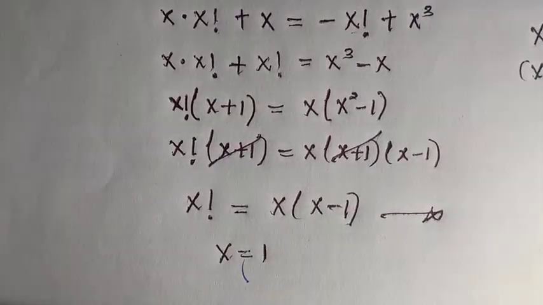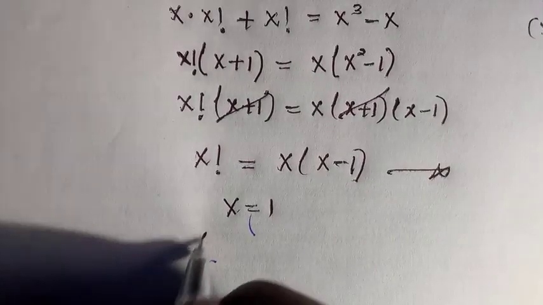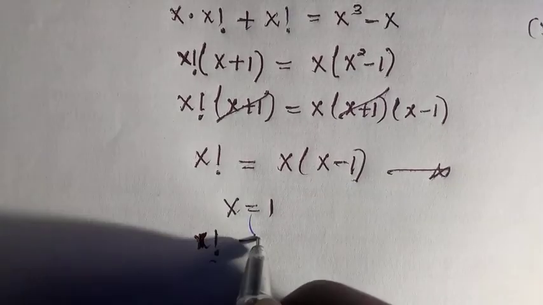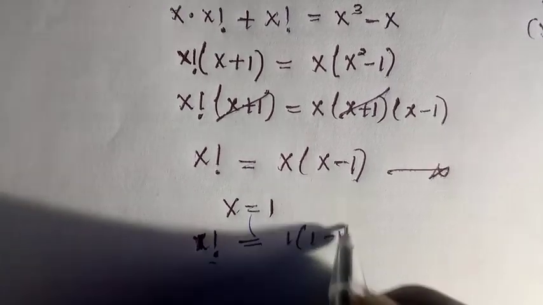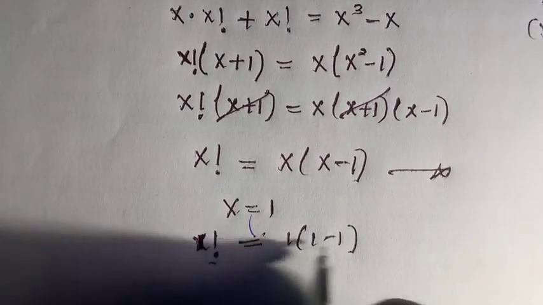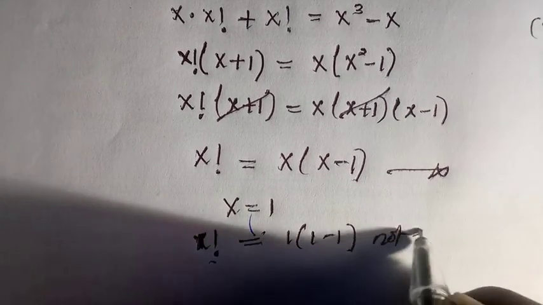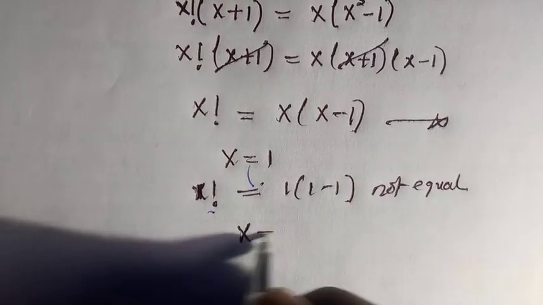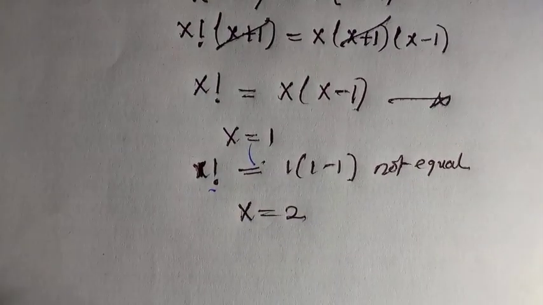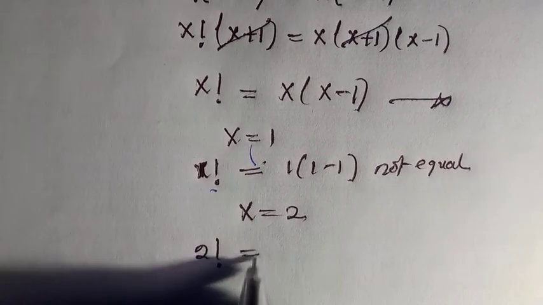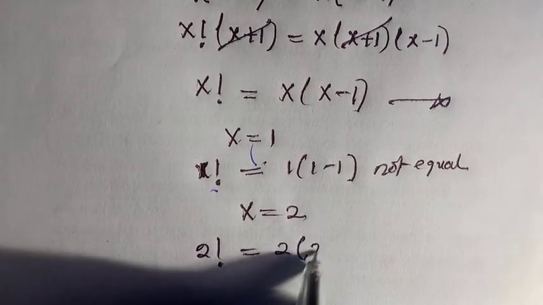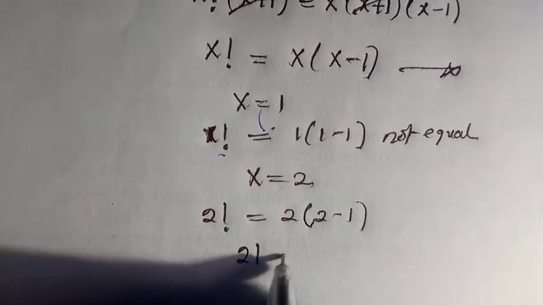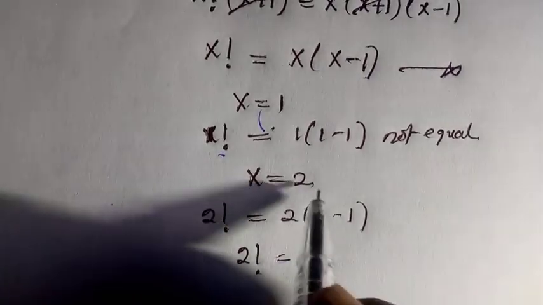So let's say I start iterating at x equals 1. So if this is x factorial, we are going to have 1 factorial equals 1 times (1 - 1). So we know that the left hand side is not equal to the right hand side, which means 1 does not satisfy this. And at x equals 2, we are going to have 2 factorial equals 2 times (2 - 1). So automatically this is equal. So at x equals 2, it is equal.